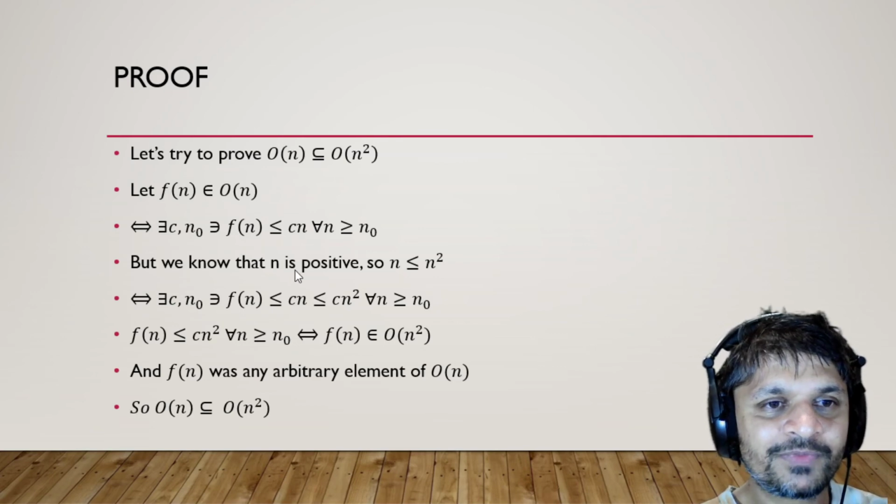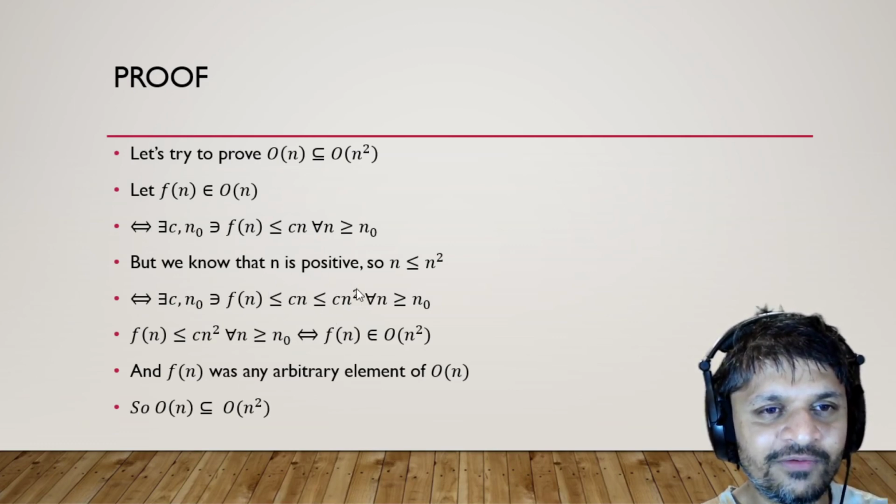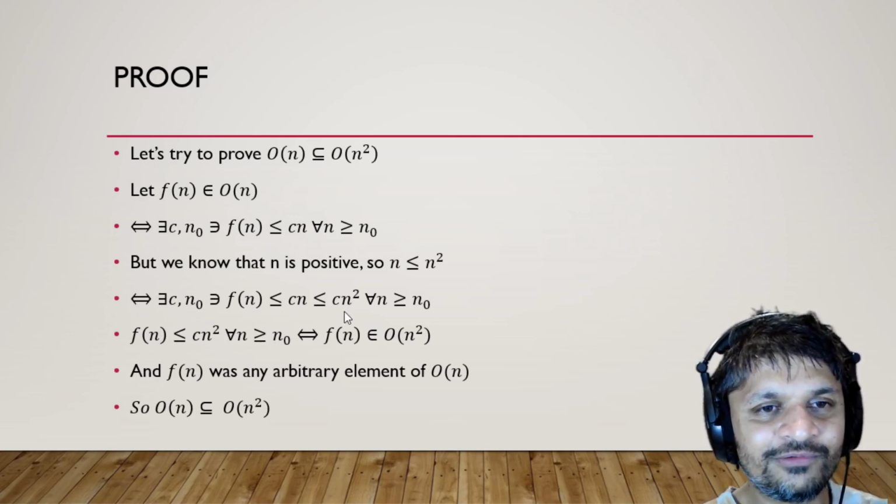And so if we look at this statement here, we know that f(n) is less than or equal to Cn. But it must also be less than or equal to Cn², because n is less than or equal to n². So we can write it out like this. If I then just take out this middle one, I get that f(n) is less than or equal to Cn² for all n greater than or equal to n₀. But this looks familiar. This is basically the definition of f(n) being an element of big O(n²).